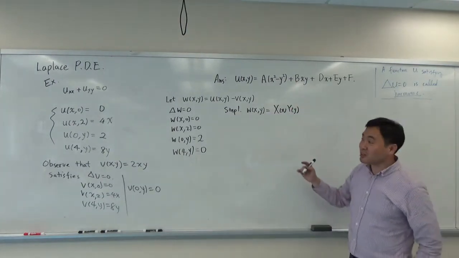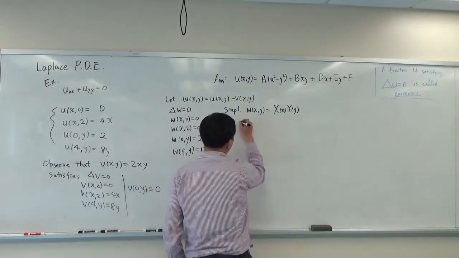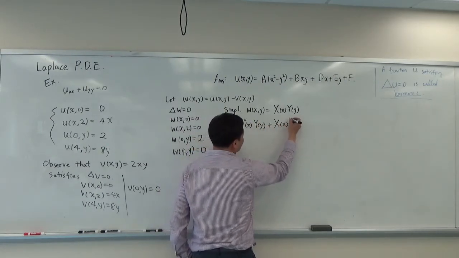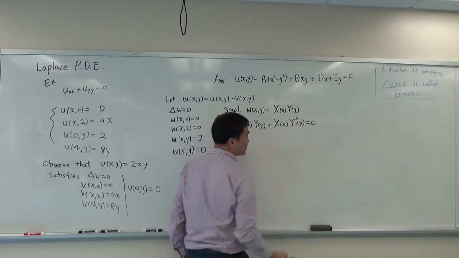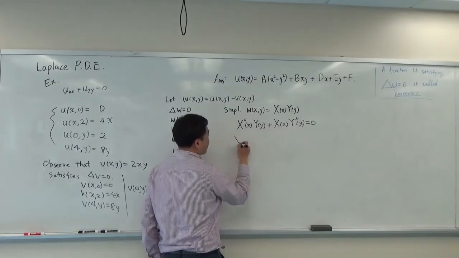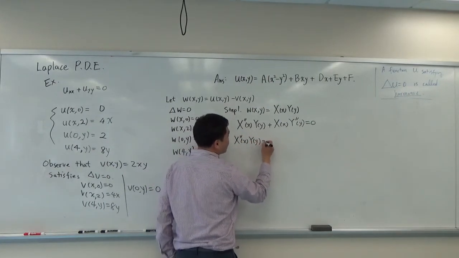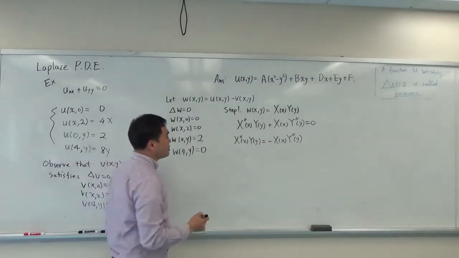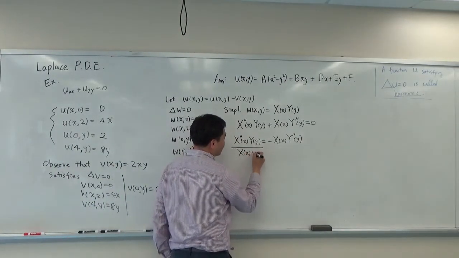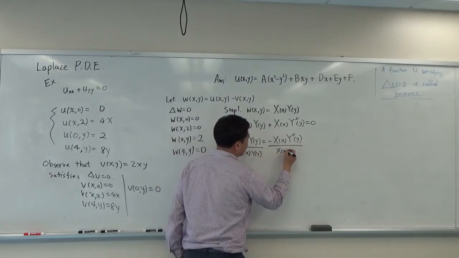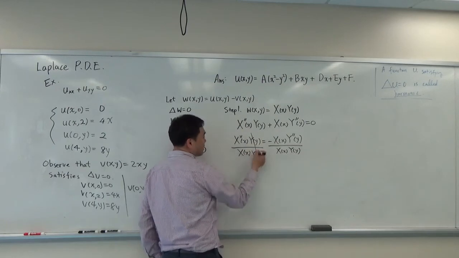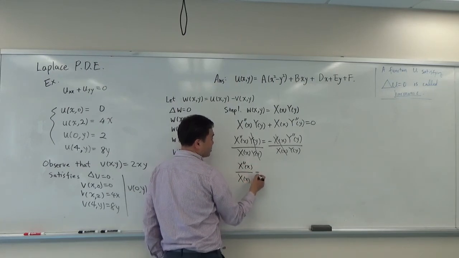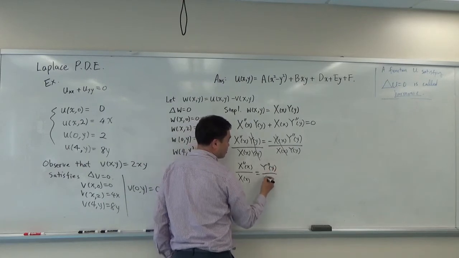Okay. And you plug it into this equation here so that X double prime of x Y of y plus X of x Y double prime of y equals 0. Move this to the other side, so you have X double prime of x Y of y equals negative X of x Y double prime of y. And then you divide both sides by XY, which, after canceling, you end up with X double prime of x over X of x equals negative Y double prime of y over Y of y.